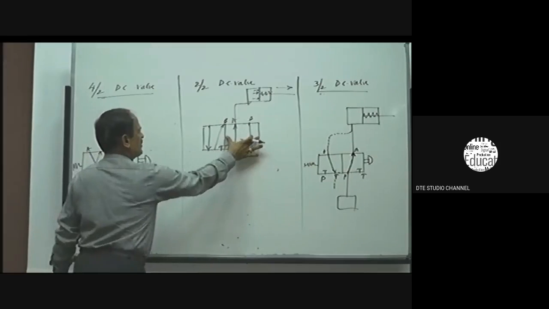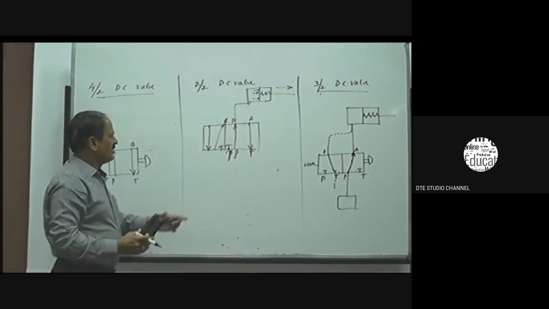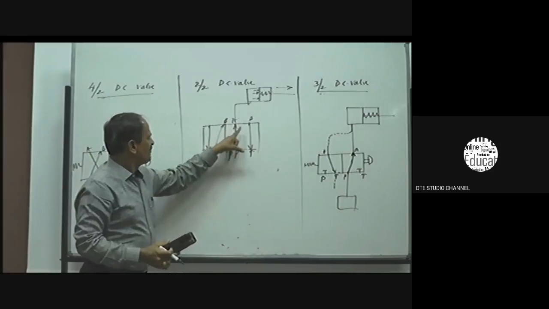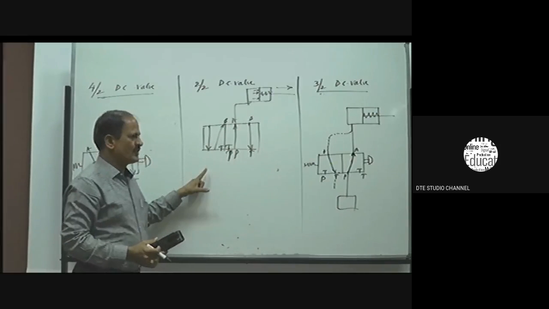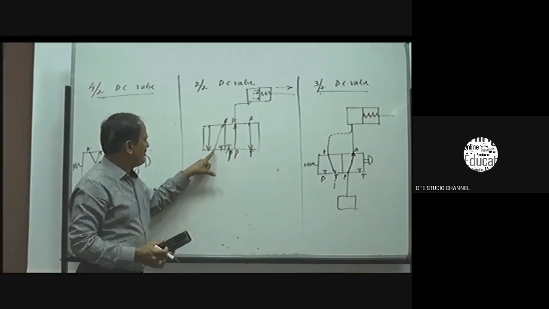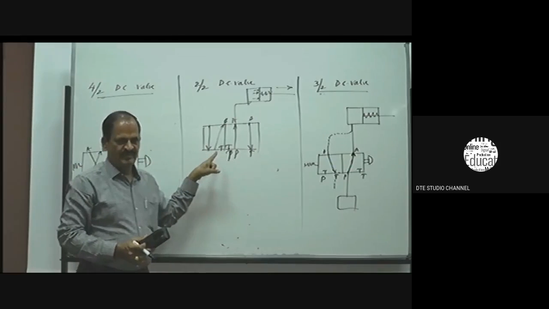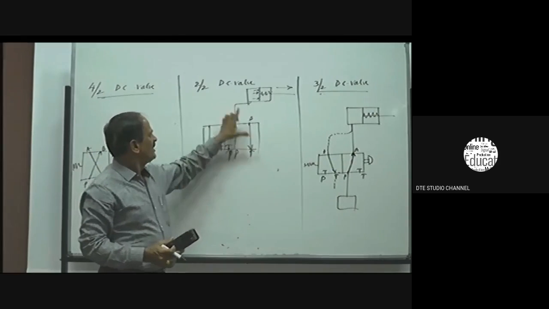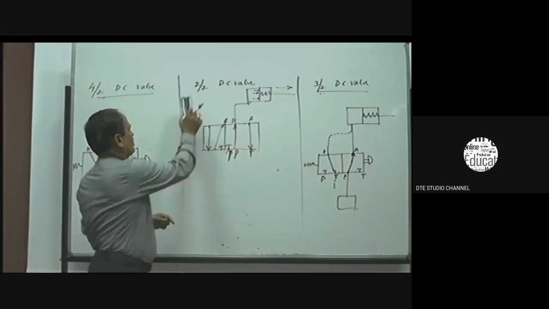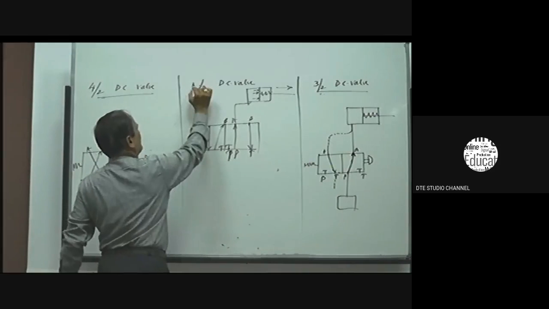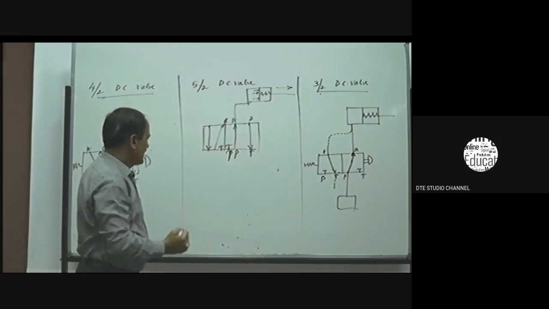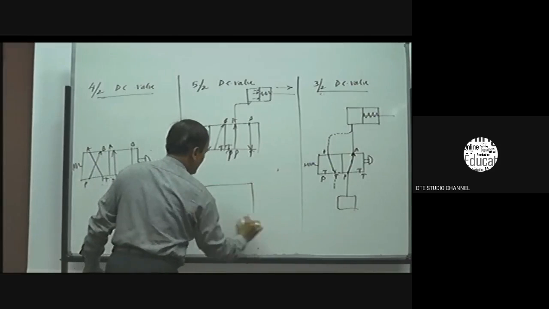This is the first position, second position. In the first position, connection is between P and A, B and T. Another tank port is closed. In the second position, connection is made between P and B, A and T, and another tank port is closed. This is how the 5x2 DC valve works. Symbol for representing 5x2. In the case of a 5x3 DC valve, there are 3 boxes.